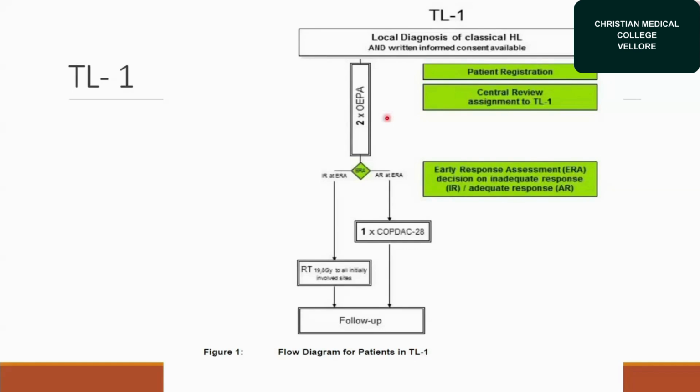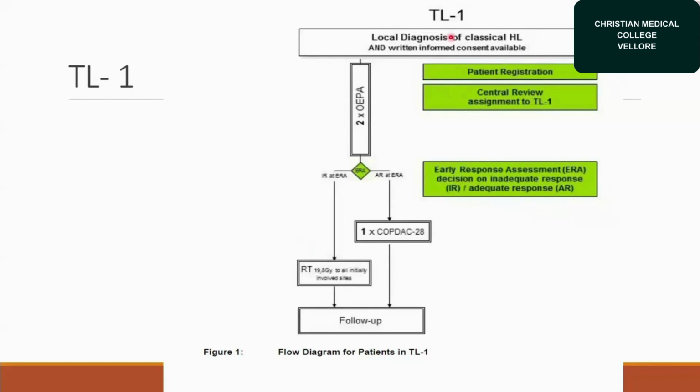So from the second cycle of OEPA, 2 weeks later, we do a reassessment PET-CT. This PET-CT is called an IPET or an interim PET, or also called an early response assessment PET. In that, if the response is adequate, they get only 1 cycle of COPDAC, and that is the end of treatment. If there is residual disease, these patients get radiation to the area which has not responded adequately, not to all the areas which were initially involved, only the areas which have not got adequate response, and then they are kept on serial follow-up.